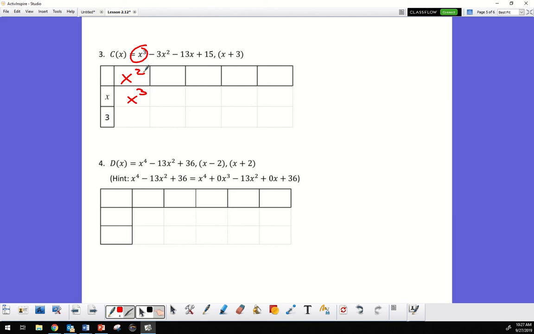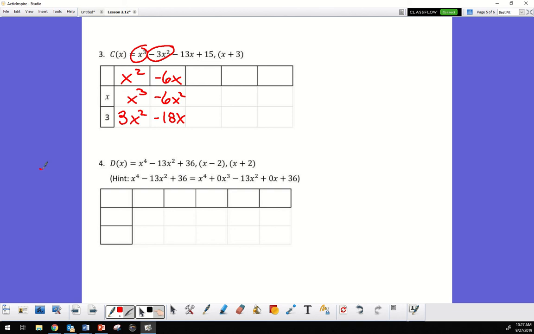All right, let's keep going. Now work our way down. x squared times 3 is 3x squared. Now the next one's negative 3x squared. So what do I need right here? Negative 6x squared. Negative 6x. Very good. And let's work our way down. Negative 18x.